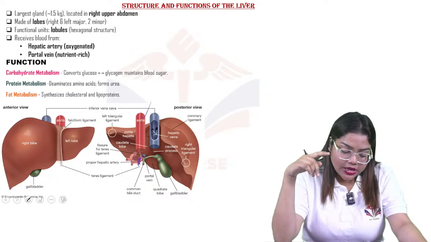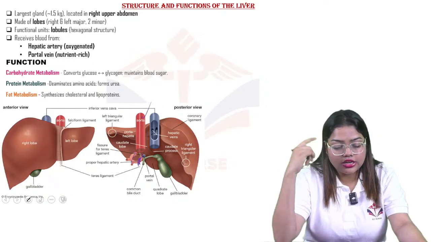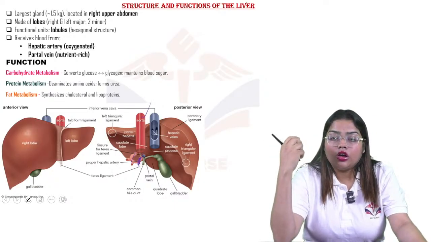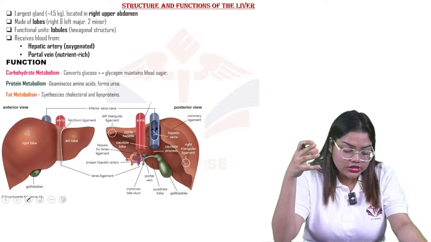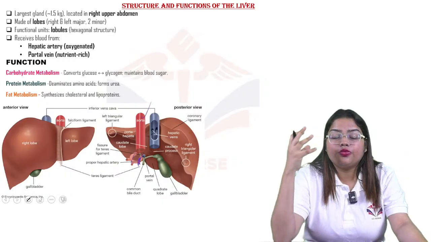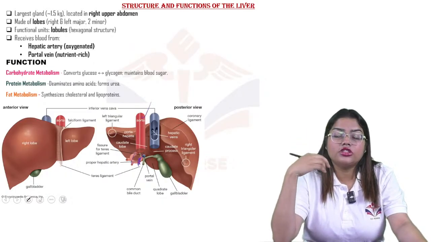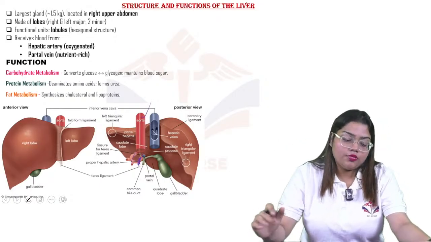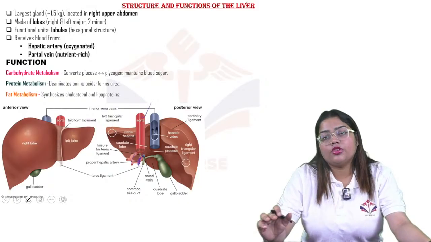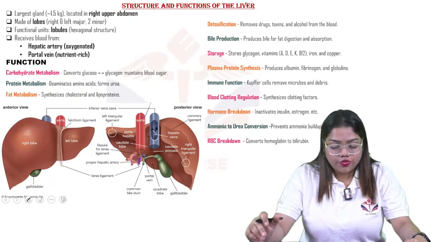Next is fat metabolism, which synthesizes the cholesterol and lipoproteins. It helps especially the person who has obesity; they should eat food which contains a good amount of amino acid and which is helpful for the liver, because the liver is the greatest organ which can metabolize or demetabolize the stored fat.